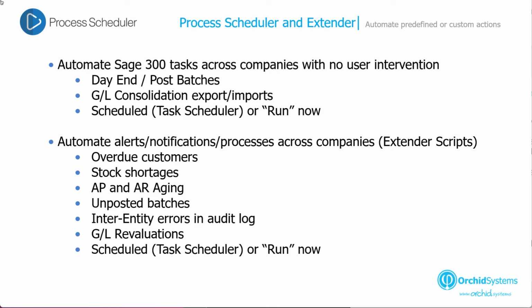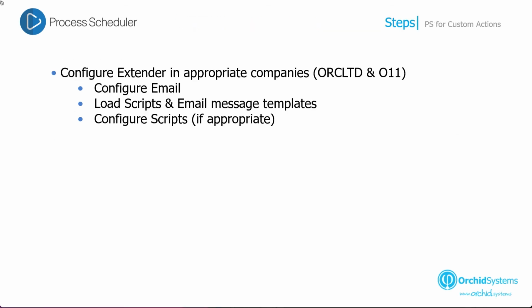And these Extender scripts or automated alerts and notifications can either be scheduled using the Windows Task Scheduler or by clicking Run Now on the schedule if you don't have a predetermined date and time that you need to run them. We're going to have a look at Process Scheduler for some custom actions. And we're going to run some custom actions in both Orc Limited and O11.